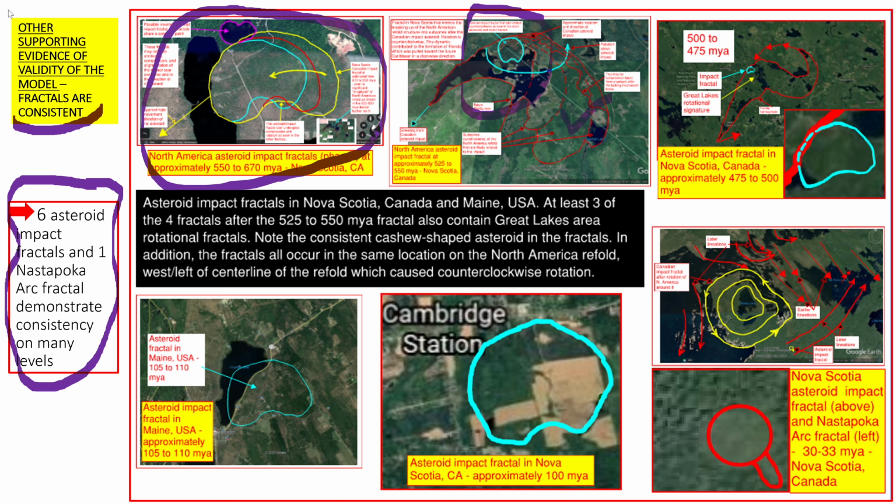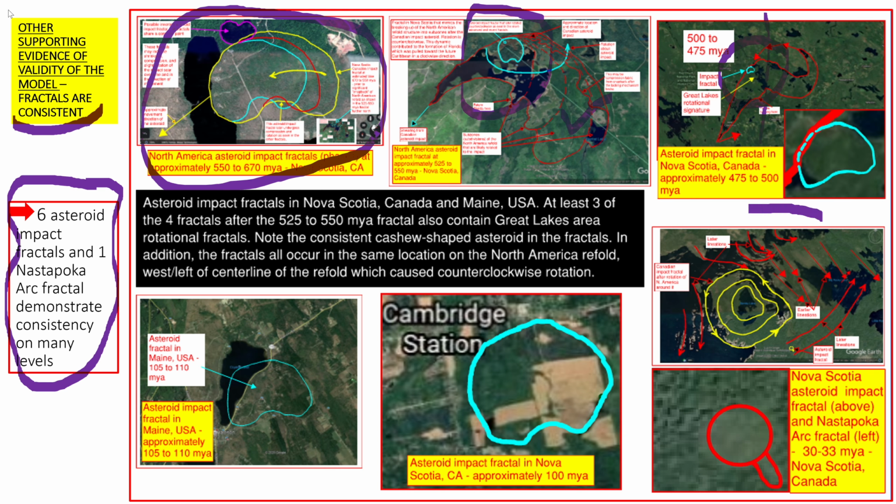Every time that these cashew-shaped asteroid impact fractals are shown, they're left of the center line of what was the original equatorial spin axis for the chain structure that got broken up, and the individual refolds went all over the place. But it's always left of the center line, and it's always in the top section as it's shown here where I'm circling. So you can see all the similarities here.